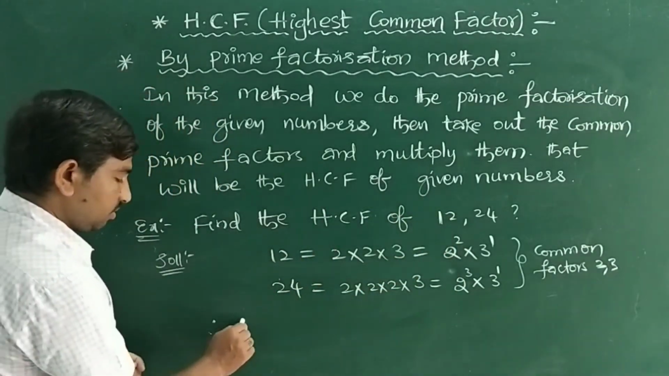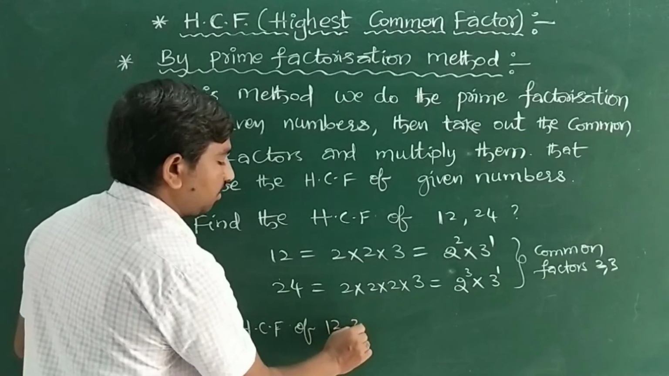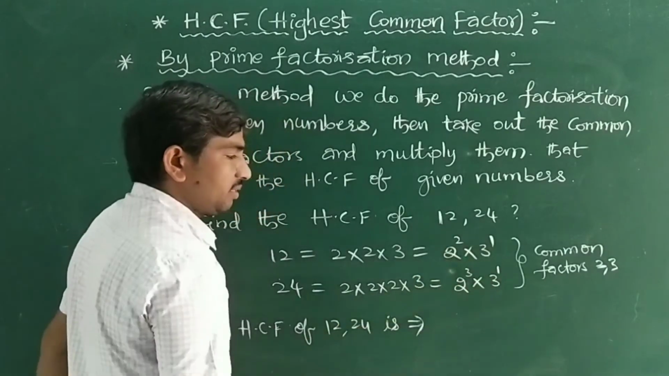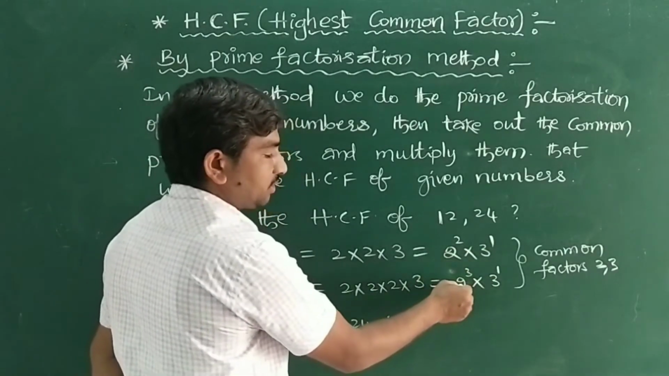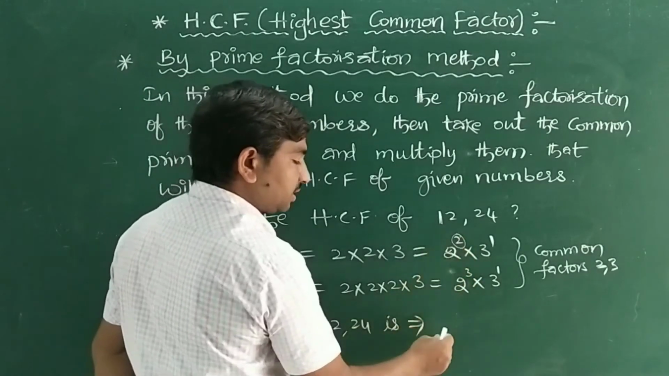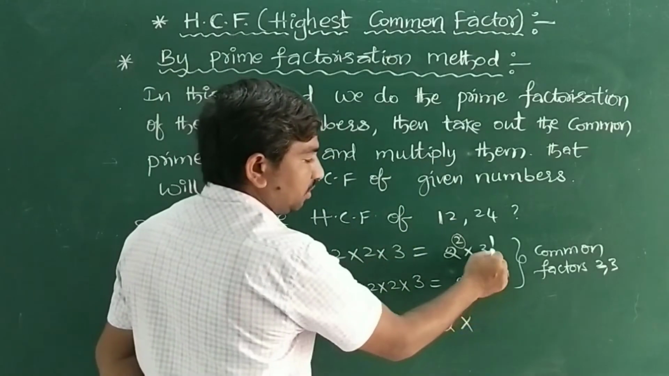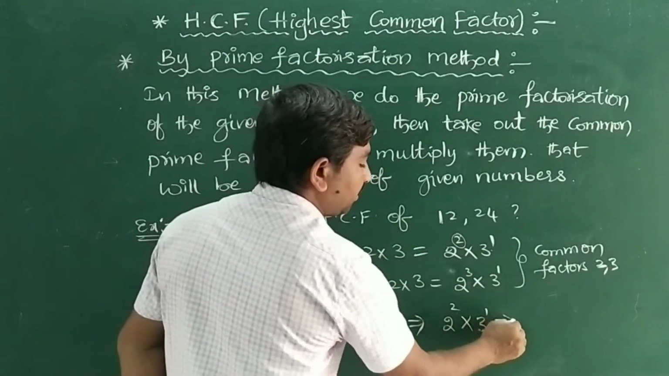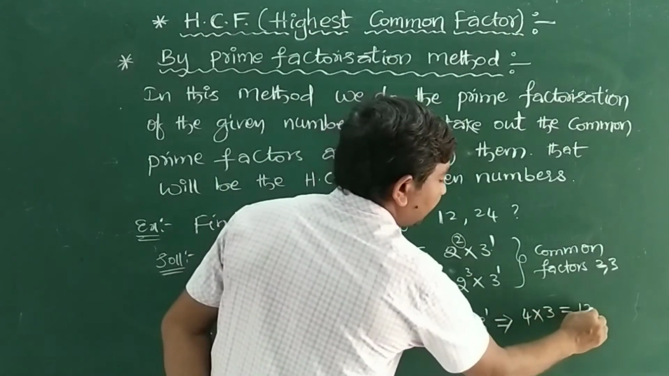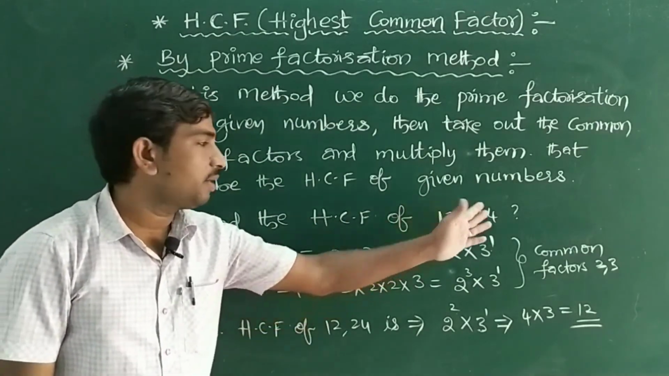So the HCF of 12 comma 24: what are the common factors? 2 and 3 both are. Here 2 is repeated 2 times in 12 and 3 times in 24. What is the least power? Least power you have to consider, that is 2 power 2, multiplied by 3 power 1. So 2 power 2 means 4, into 3 power 1 means 3. 4 3 is 12. This is the HCF of the given 12 comma 24.